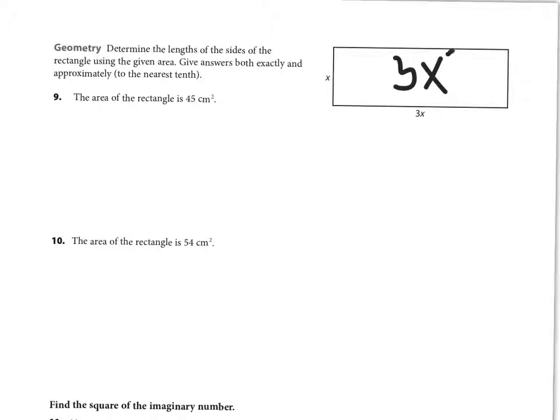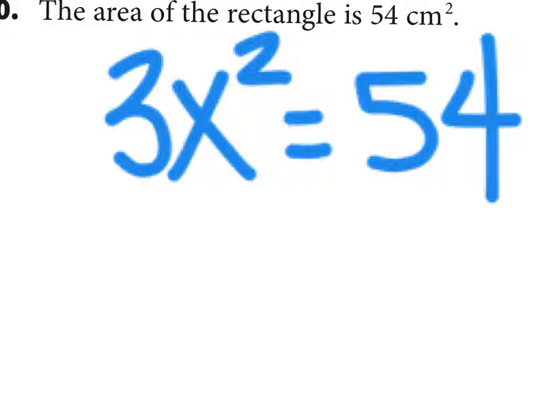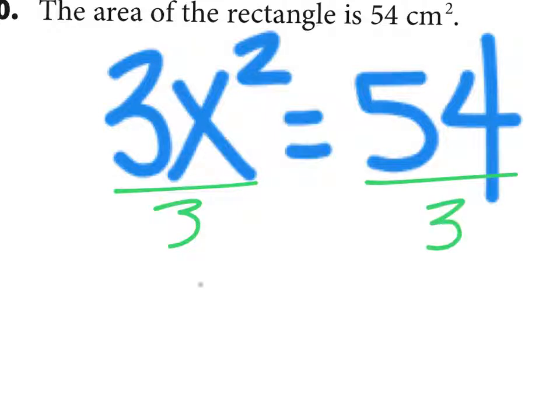So that is the first thing we know, is that my area is actually 3x squared, but they just did all this math and told us that the area was actually 54. So what we know is that 3x squared has to equal 54. Okay. What do I do now? How do I solve this? I divide by 3. So then I get x squared equals, what is 54 divided by 3? 18.